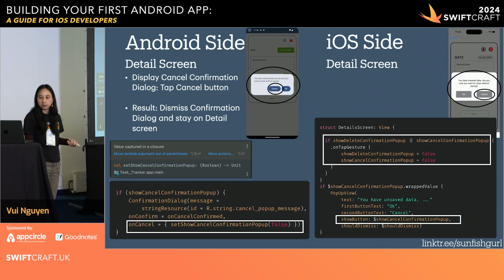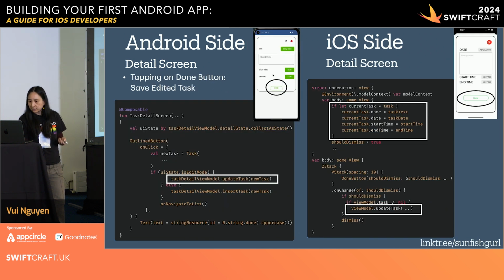And now let's assume we tap on the cancel button, and the result is we will dismiss the confirmation dialog and stay on the detail screen. The side-by-side comparison looks a little bit confusing since the two groups implemented this a little bit differently, but it behaves the same way. So let's say we've dismissed the cancel confirmation dialog, and now we're back at the detail screen. So now we want to tap on the Done button to save the edited task.